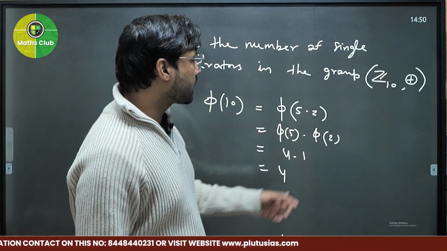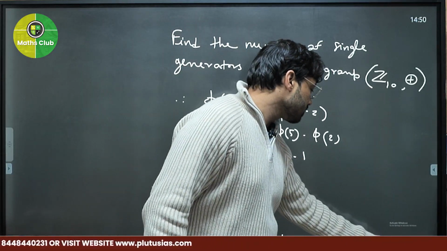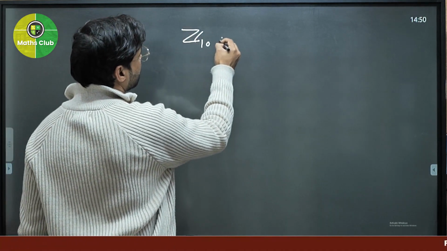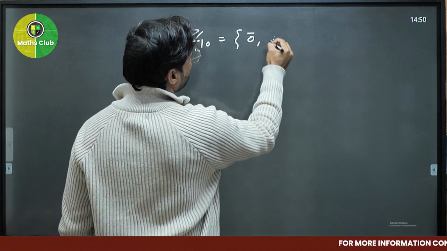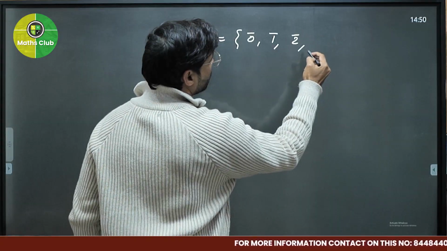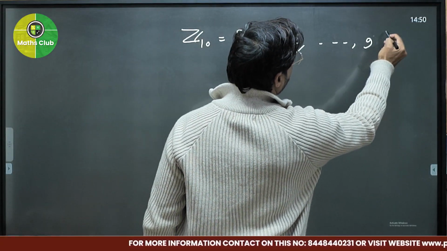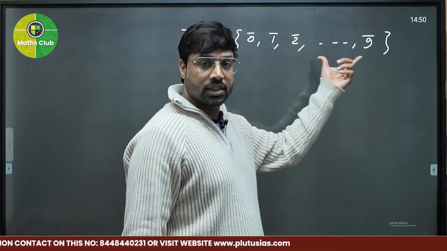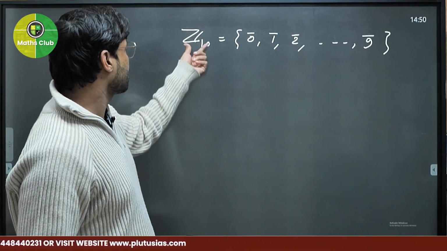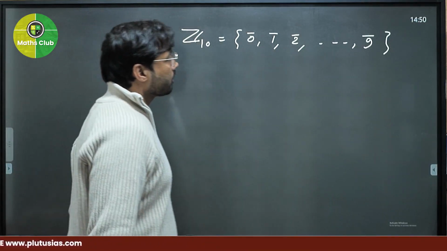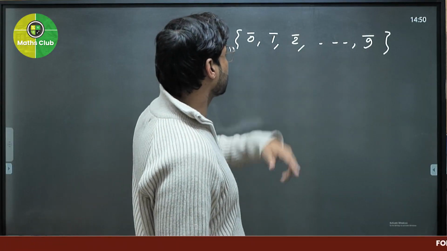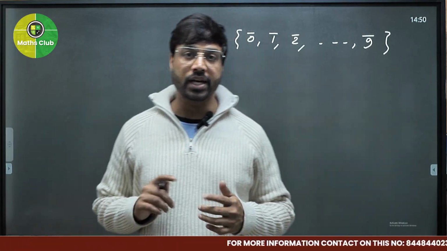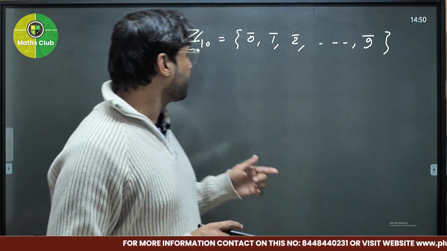We can also check these single generators. What are the elements of Z10? They are 0, 1, 2 up to 9 bar. These are 10 elements, and all are residue classes modulo 10. Now we can check which ones are generators of this cyclic group. Single generators mean that by that element we can write every element of the group.